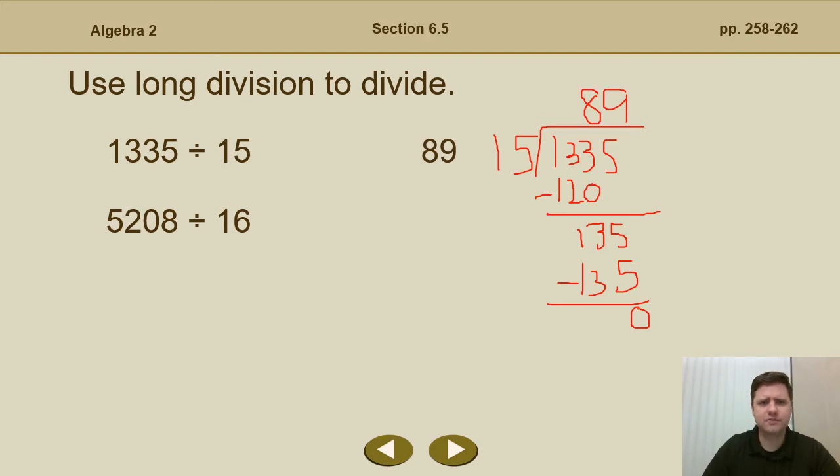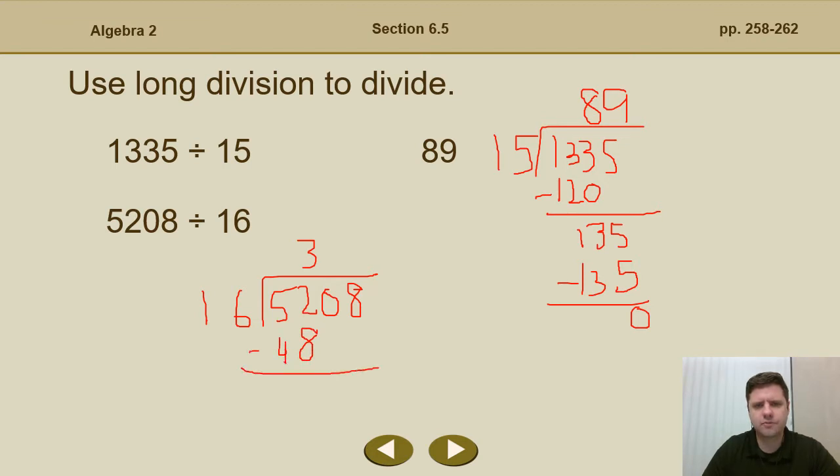In this other case, 5208 divided by 16. Let's think about that one together. So we have 5208 divided by 16. So we have to think, how many times does 16 go into 52? 2 times would be 32. 3 times would be 48. So yeah, I think that would work. So that'd be 3 times 6 is 18, plus 1 plus 3 would be 4. So we subtract 48 from 52, and we would get 4.